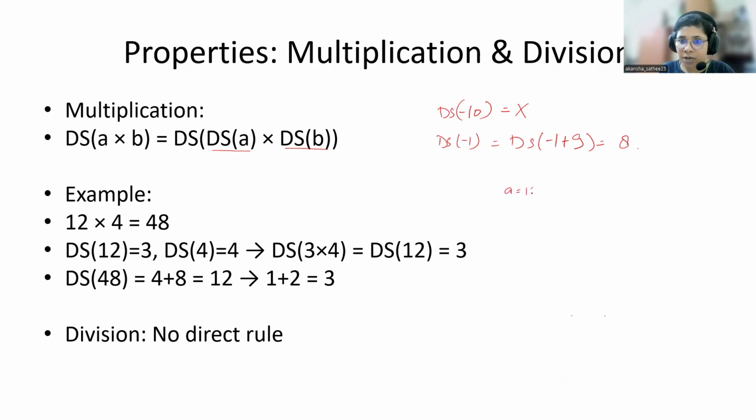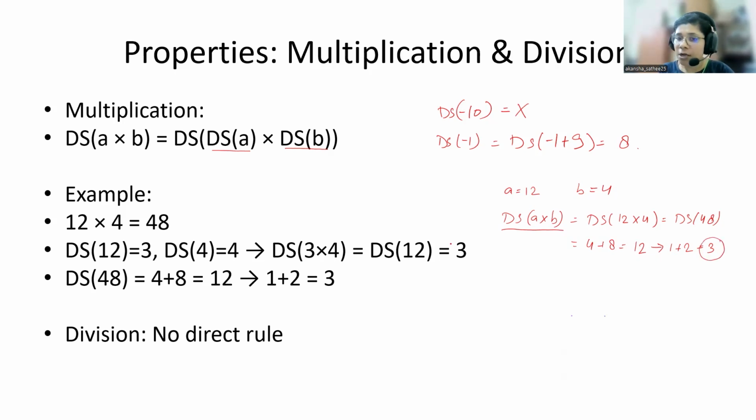A is 12, B is 4. Now compute the digit sum of A into B. That means the digit sum of 12 into 4. What is 12 into 4? It is 48. So what is the digit sum of 48? It is 4 plus 8, which is 12. It is again not a single digit number, so you have to compute the digit sum again. So 1 plus 2 is 3. So the digit sum of A into B is 3.